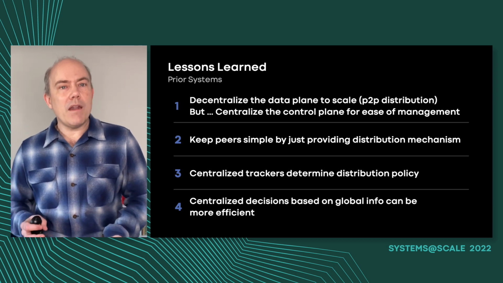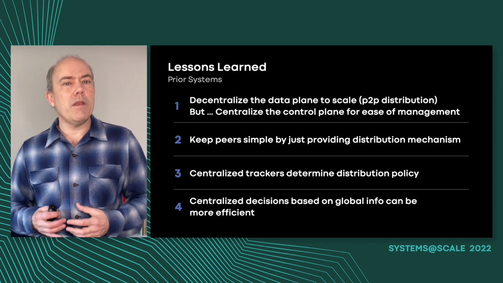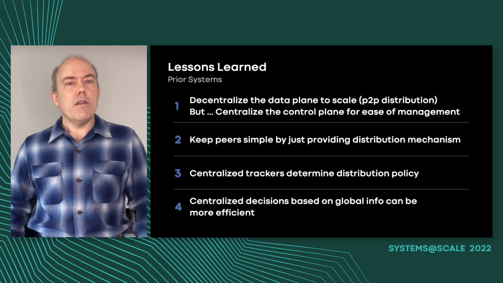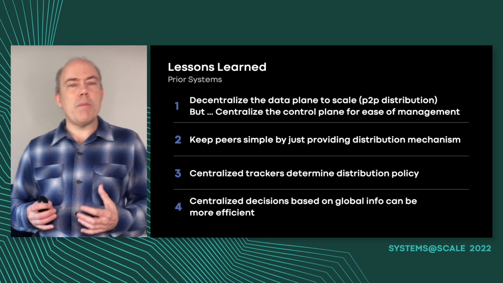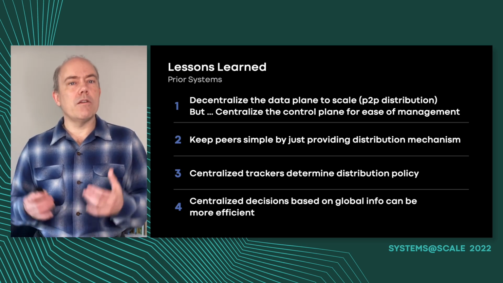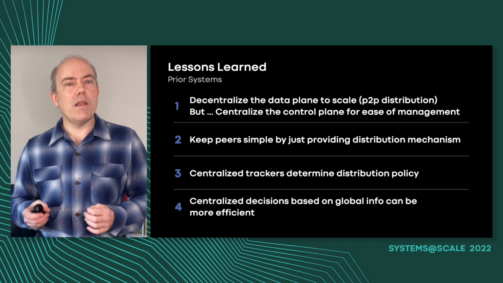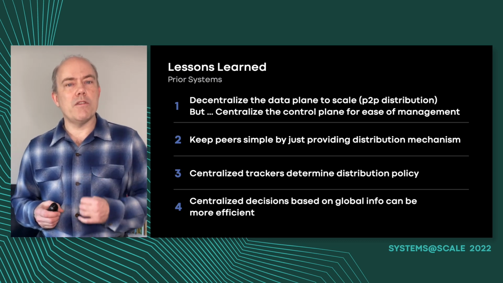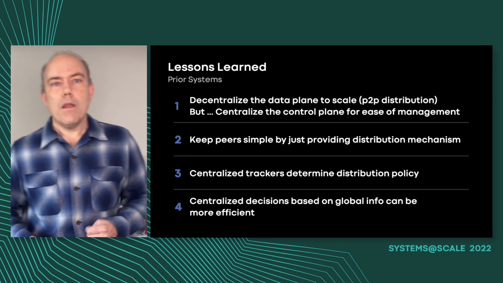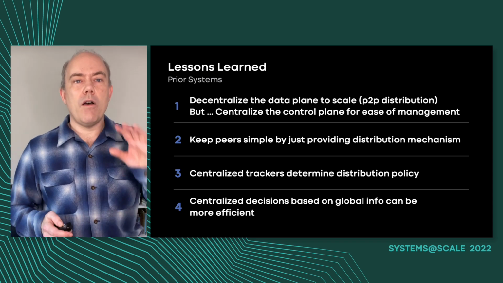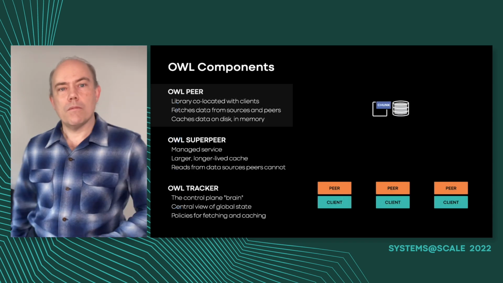And the other lesson we took away is this can have an additional benefit. BitTorrent often made bad decisions because each decision was made on a peer with only local state. In contrast, hierarchical caching made much better decisions because it looked at the entire global state of the system when making those decisions. So we want to centralize the decisions for that reason. So now let's dive into the design of OWL that's motivated by these lessons.